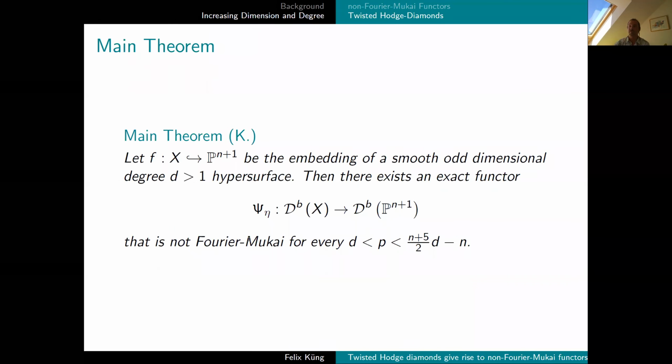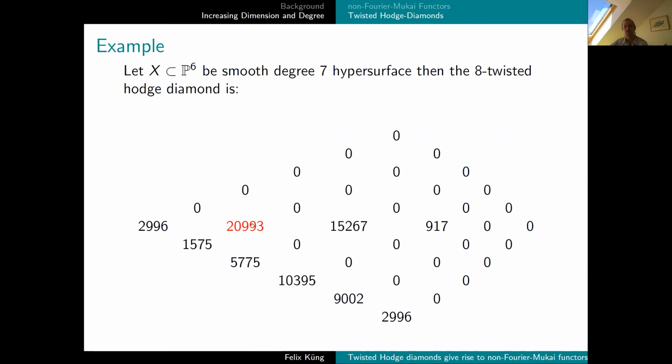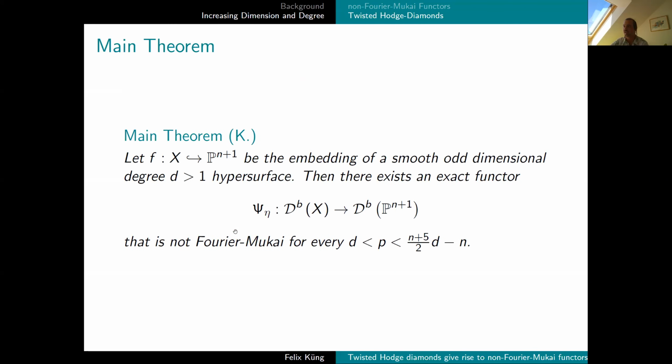And so if we put that together, we can actually prove that if we have an embedding of a smooth odd dimensional degree d hypersurface, then we can construct an exact functor between the bounded derived category of X and the bounded derived category it's embedded in, such that it is not Fourier-Mukai. And actually, okay, we have a big space here, but those might still theoretically be isomorphic. That is kind of hard work to really prove that they are not the same. However, we get for every number between d and (n+5)/2·d − n at least already some that are guaranteed different, and then we have still this big space.